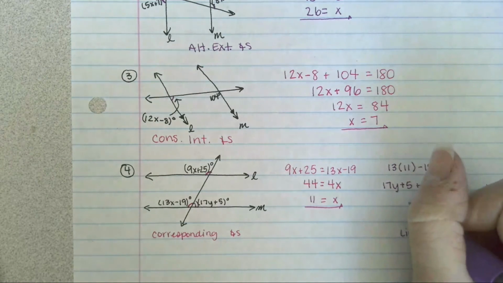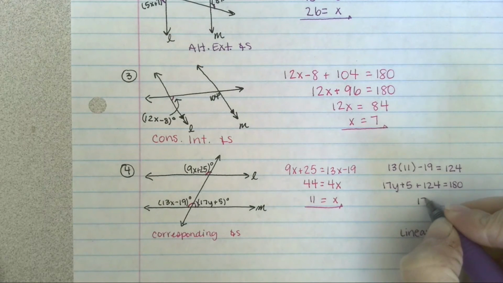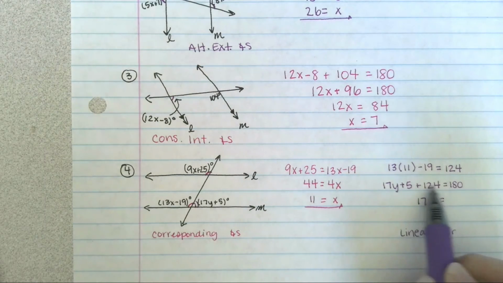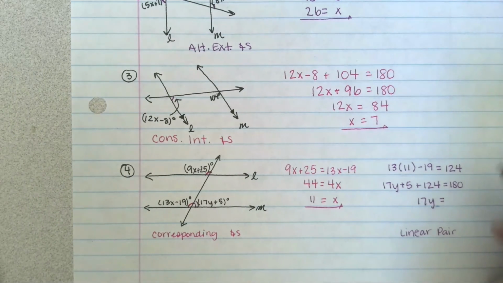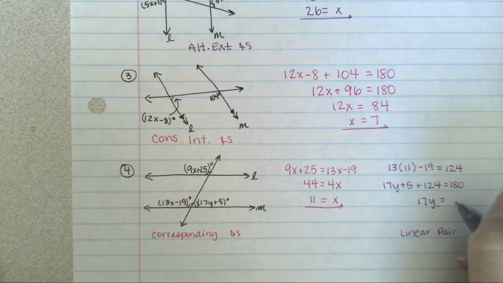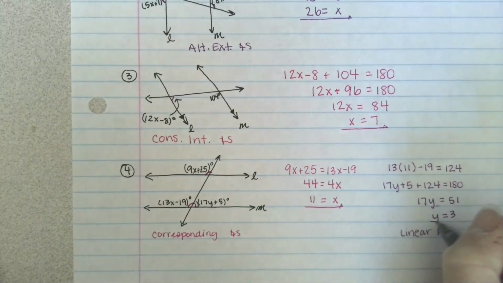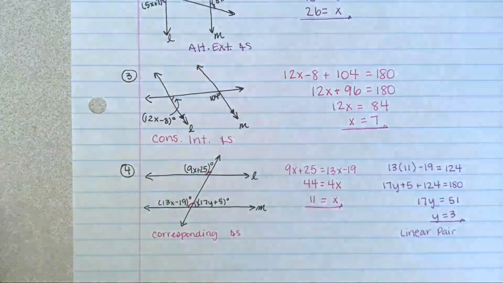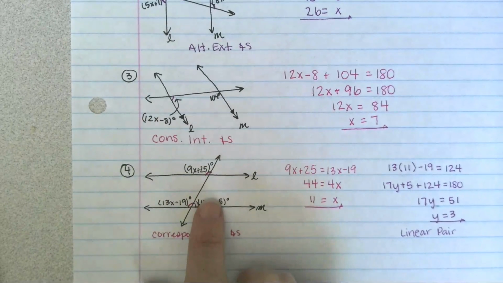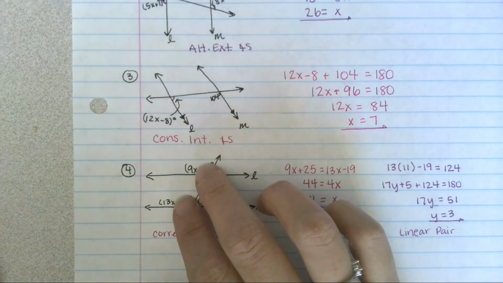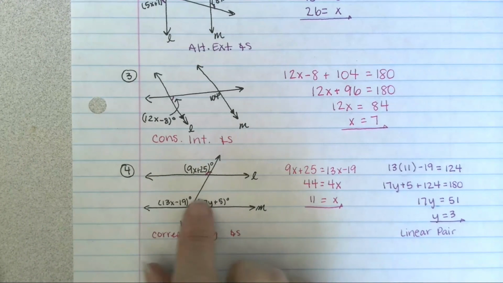So my 17y is going to stay. If I add these together, it's 129, and I have to subtract that from 180. So 180 minus 129 gives me 51. And then that gives me that y is 3. So that's how you solve when you have two variables in the same problem. You start with the two sections that have the same variable, solve that one, and then use one of those to solve for the other one.